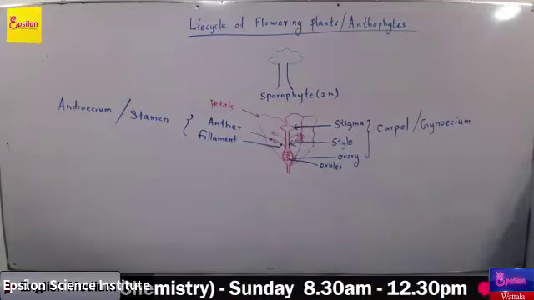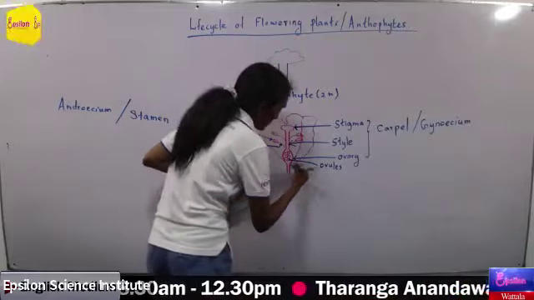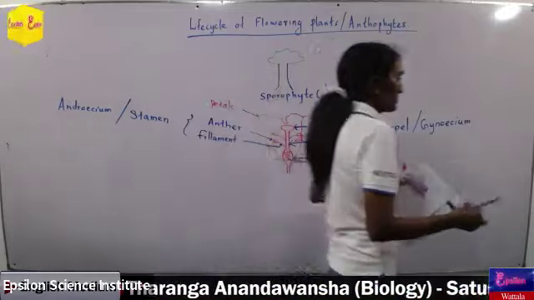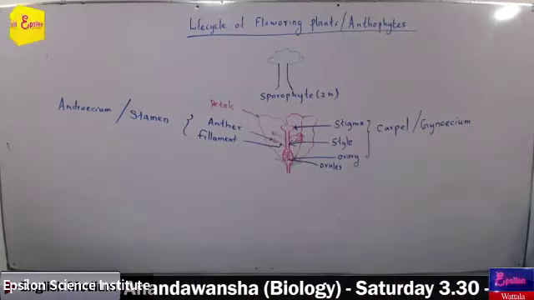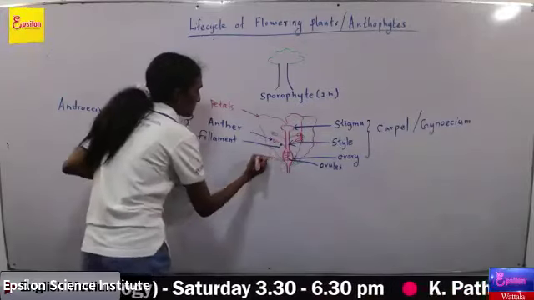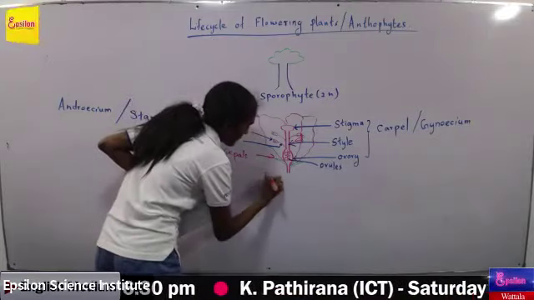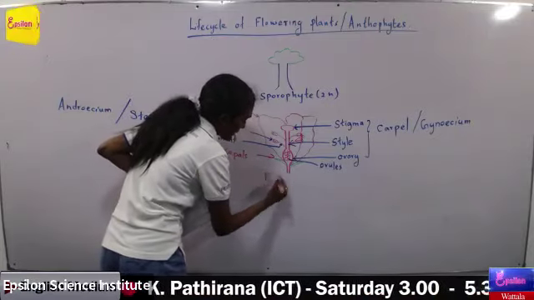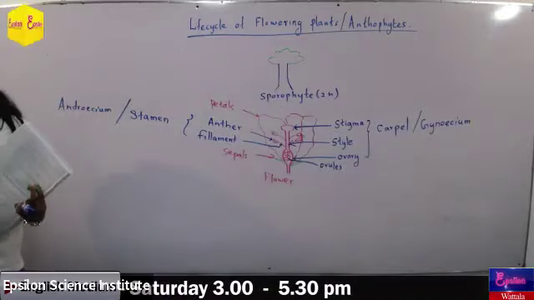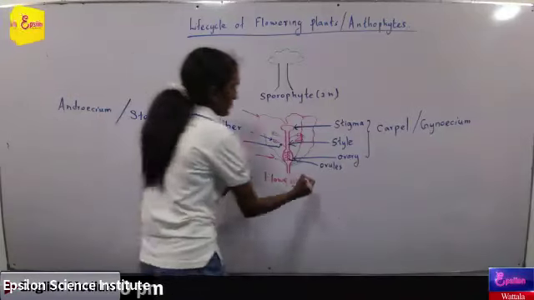What is the green colored stuff? What are these? Sepals. Right. So this is the flower. What is the ploidy level, children? N or 2N? 2N, yes.